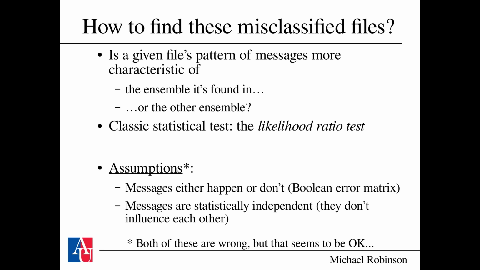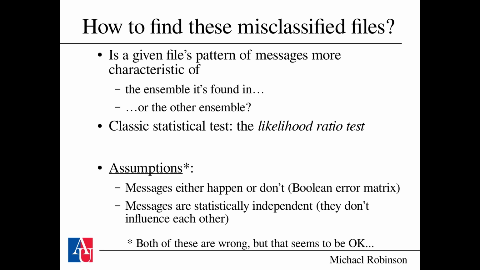The messages either happen or they don't. We assume we have a Boolean error matrix, a 1 or a 0. Certainly, if you get duplicated error messages, you might want to put a non-Boolean value. This doesn't happen very often in the data. I went through and figured that out. But if it were to be frequent, you'd use a different distribution instead of the Bernoulli distribution. And the other assumption is the messages are statistically independent. They don't influence one another. This is definitely wrong, but it also doesn't seem to impact our accuracy too much.